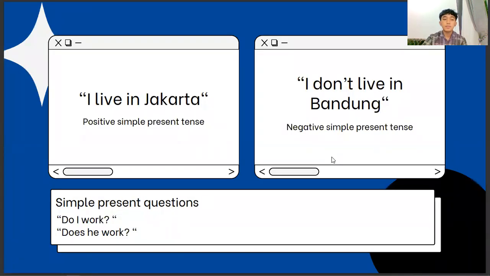And the example is like, for positive simple present tense, I live in Jakarta. For negative is I don't live in Bandung. And for interrogative is do I work or does he work?